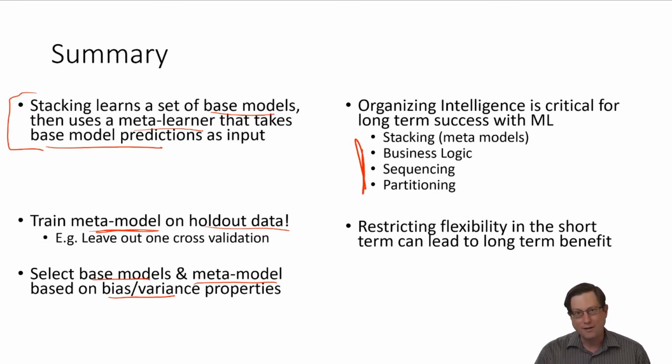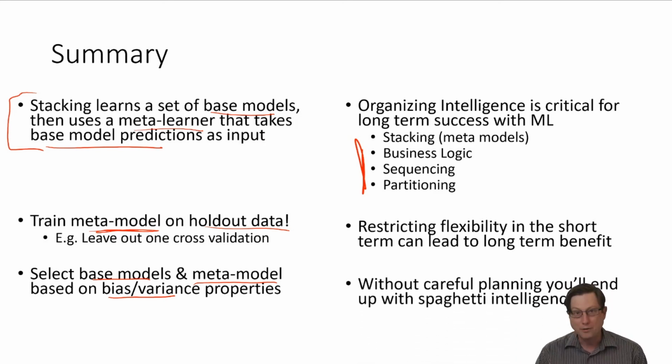And it's quite often the case that you can ship the most accurate thing on day 1, but that's not your goal. Your goal is to have the most accurate thing every day for as long as your system's running. And without careful planning, you're going to end up with spaghetti intelligence that you can't change, that you can't improve, that you can't hire new people to work on. You're going to get yourself stuck.